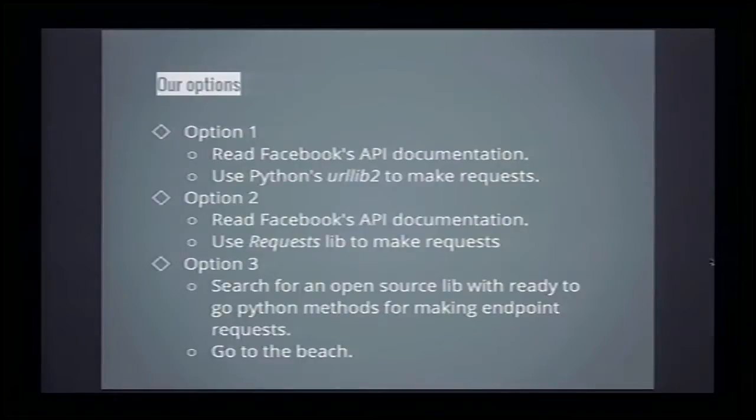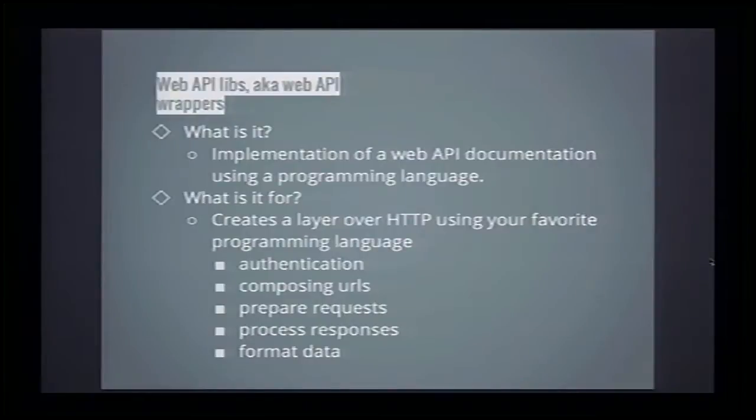The second option would be, again, read the API documentation. And instead of using urllib2, we could use the requests library, which is much cleaner. And I really like it. It's easy to use. And this would be easier, and it's a good option, too. And the third option would be to go on Google and just search for wrappers, something ready to go to interact with Facebook, and then we could go to the beach. That's like, I suppose we could. Let's take a deeper look to see if this is really possible.